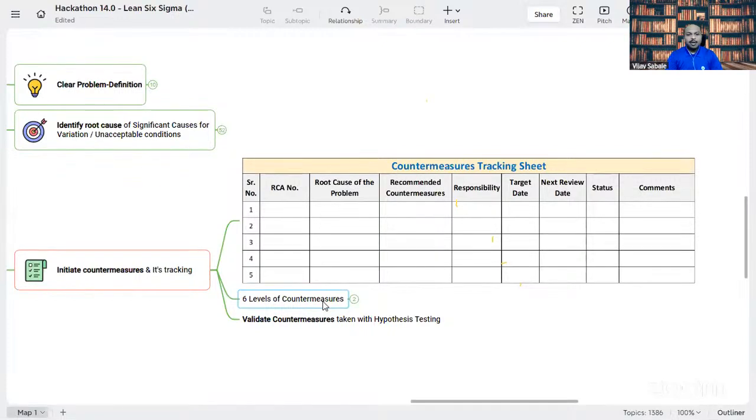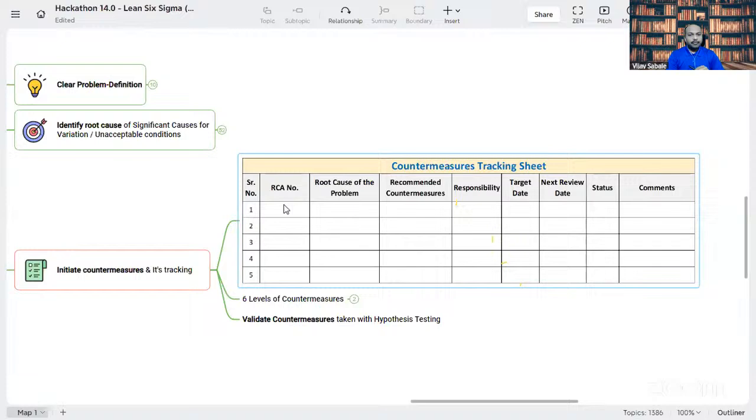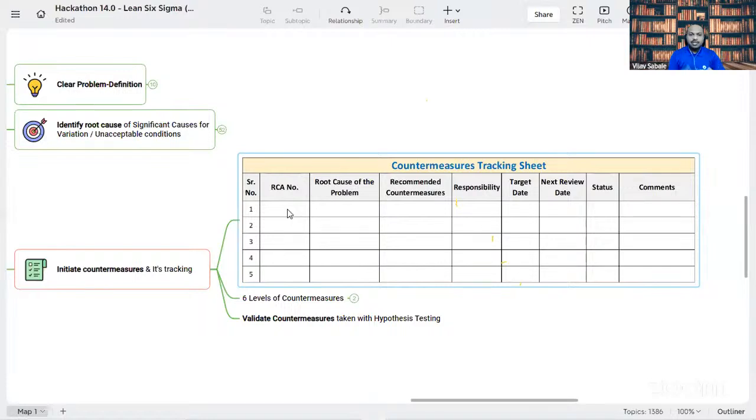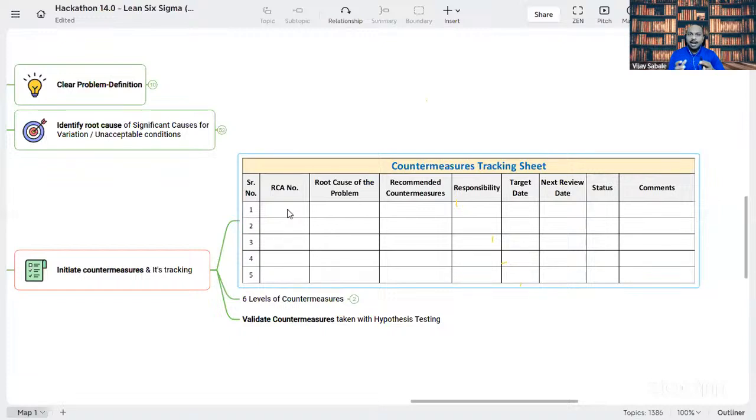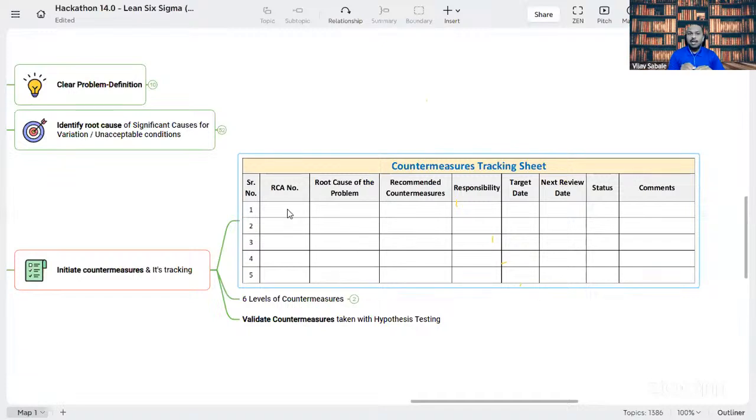So when we implement the countermeasure, this is the tracking sheet that we must have. You will get that inside our training, where we mention the root cause analysis number, right? So during the project, whatever root cause analysis we do, must have some unique ID. Why? Let's say in the future the problem repeats, you can come back and check what analysis we did.